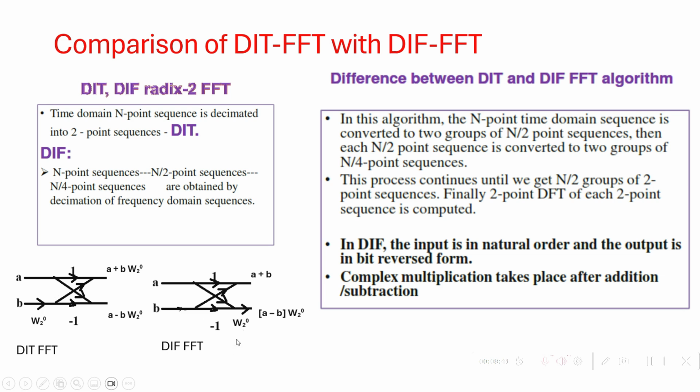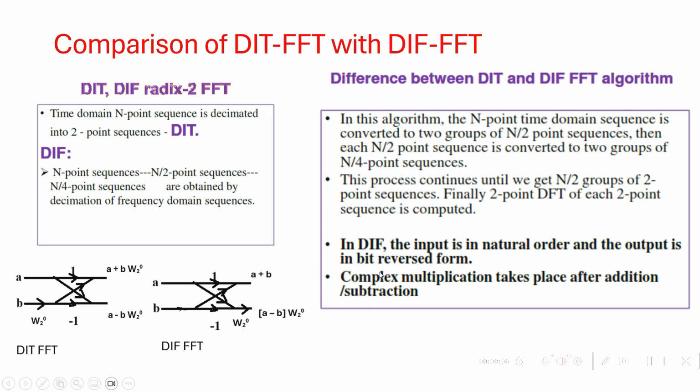Here in DIF FFT, see here, A plus B. Here also the horizontal weight is minus, so A minus B into W2 power 0. So in decimation in frequency FFT, the twiddle factor is multiplied after addition and subtraction. This is one difference between the DIT and DIF algorithms.